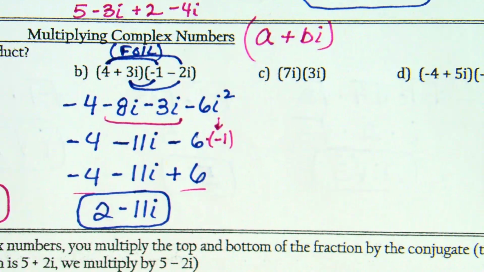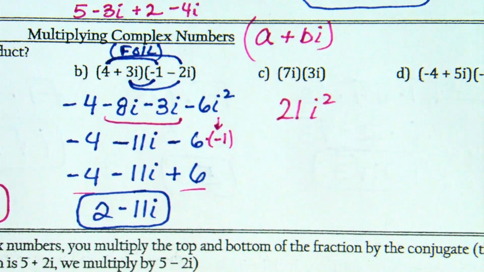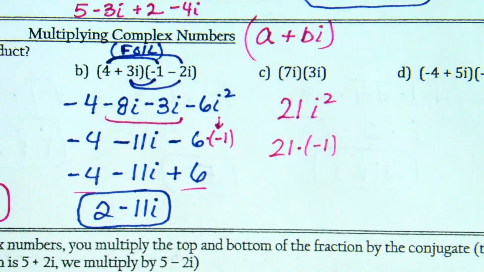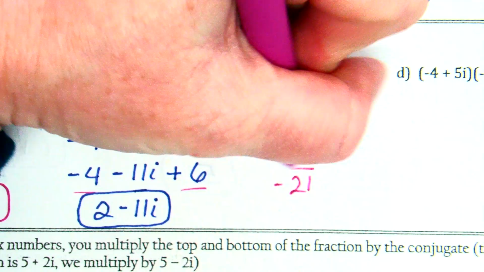Seven times 3 is 21. i times i makes it i squared. 21i squared. Do I get to leave my answer like that? No. What do we know about i squared? Negative 1. So now it's really 21 times negative 1, which is negative 21.